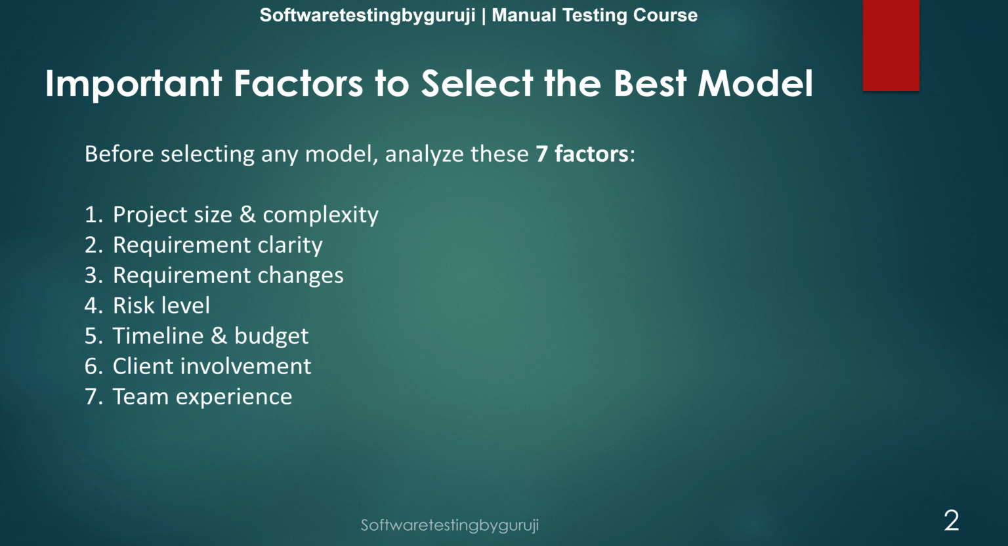So, important factors to select the best model. Before selecting any model, analyze these 7 factors. First, project size and complexity. Second, requirement clarity. Third, requirement changes. Fourth, risk level. Fifth, timeline and budget. Sixth, client involvement. And seventh, team experience. So these are the 7 factors which we have to consider before selecting any model.